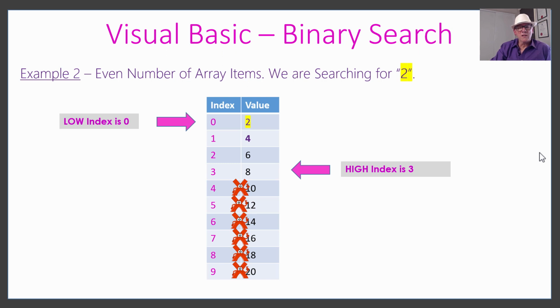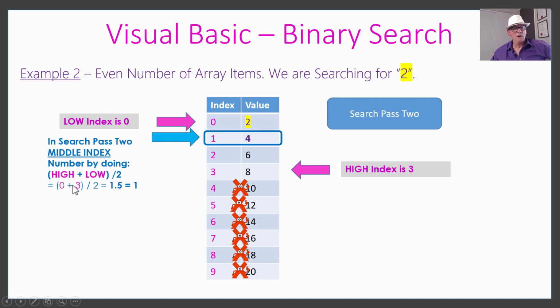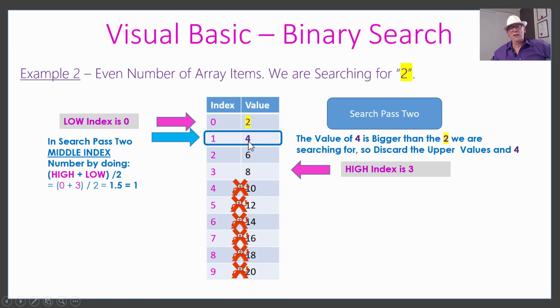So remember, we're still searching for this number 2. In pass 1, we checked right in the middle, which was 4.5, but we just took it down to 4 and checked it out. 10 and all these numbers are way too big because they're way bigger than 2. So we're just looking at this bottom half, low index 0, high index 3, search pass number 2. Add those together: 0 plus 3 divided by 2 is 1.5. Get rid of the 0.5. We need to go and look in index position 1. So that's what we're doing in search pass 2. We check that out and we see we've got the value 4. Now the value 4 is still bigger than 2.